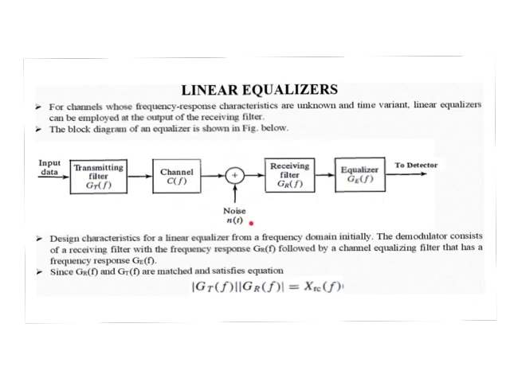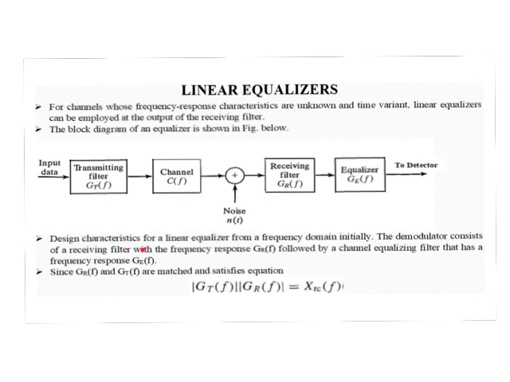Now, coming to the block diagram of the equalizer, in which we have the input data given to the transmitting filter with the response GT of f. The output of the transmitting filter is given to the channel with the response C of f. The output coming from the channel is added with the noise N of t, and the result is given to the receiving filter having the response GR of f. Finally, after the receiving filter, the equalizer is used, which is represented by the response GE of f. The output of the equalizer is given to the detector.